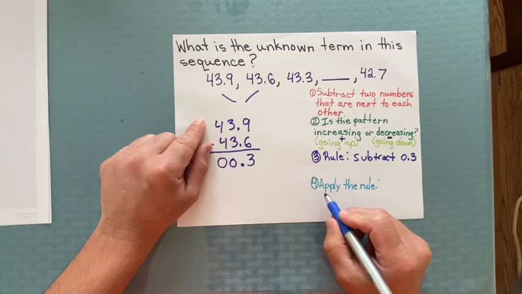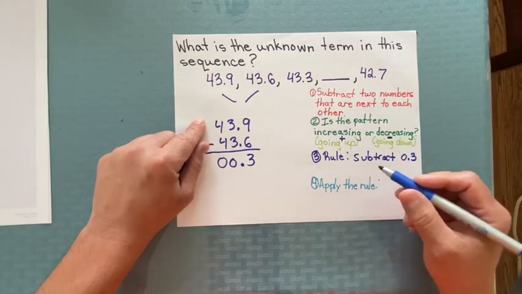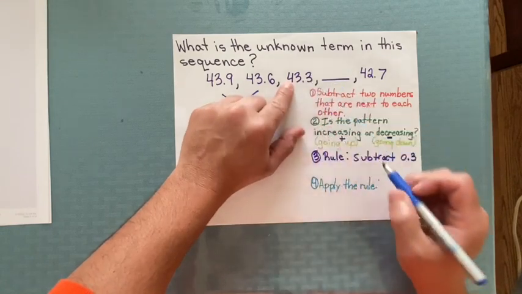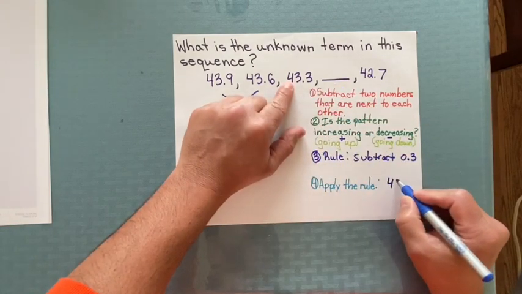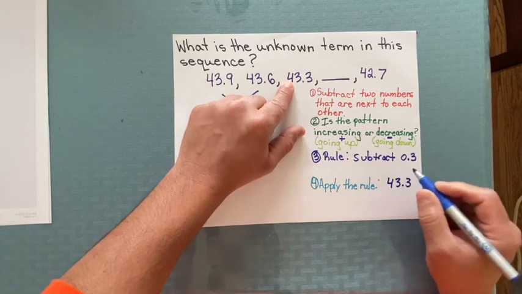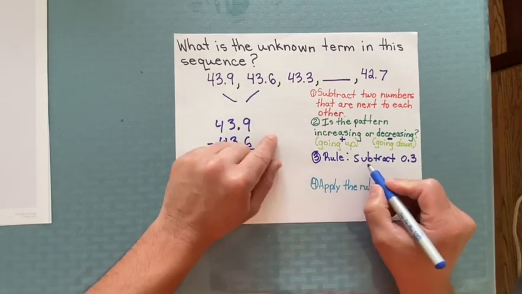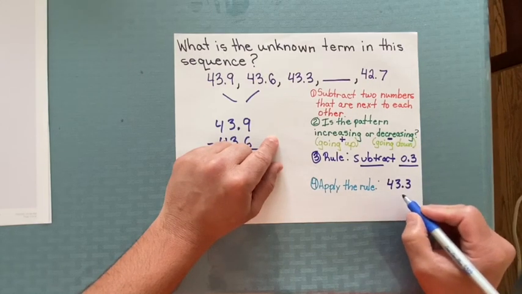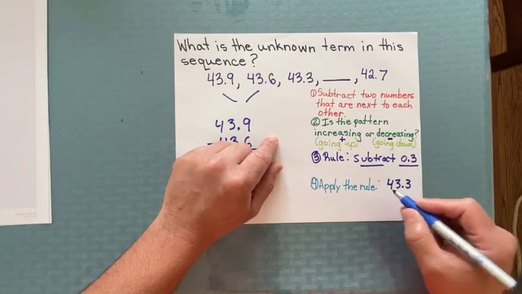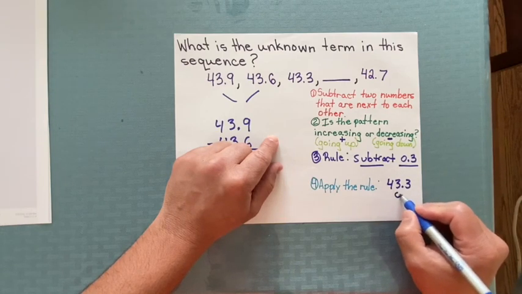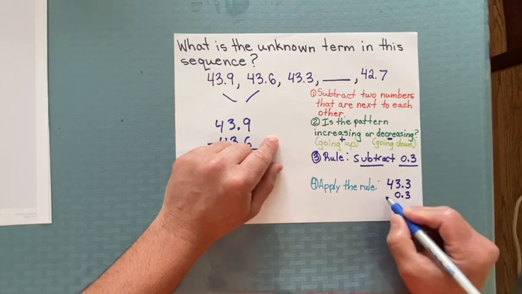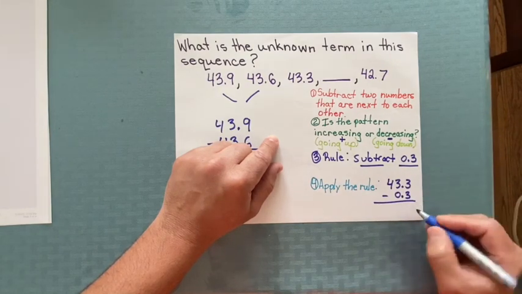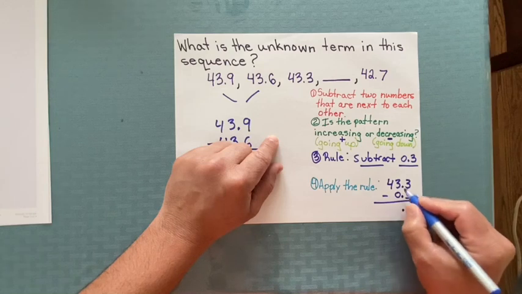Now, step number 4 is that we're going to apply that rule. So we know that the number before the empty spot here is 43 and 3/10. So I'm going to put that number right here, 43 and 3/10. And I'm going to apply the rule that we found, which is to subtract 3/10. I'm going to subtract 3/10 from 43 and 3/10. Once again, when we add or subtract decimal numbers, we always line up our decimals. Be sure of that. Okay? So now that they're lined up, I can subtract them. 3 minus 3 is 0. Drop your decimal in the same spot.